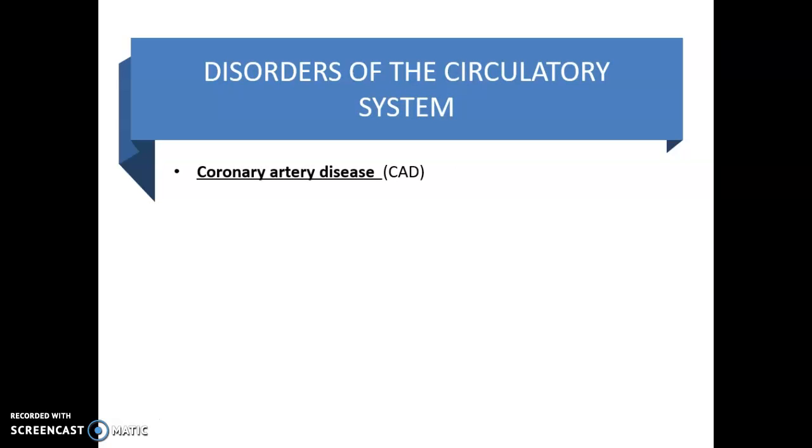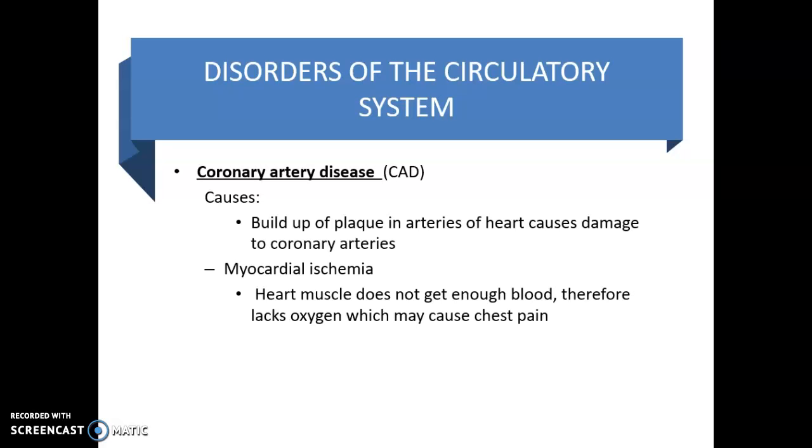Another disorder of the circulatory system is coronary artery disease. Causes: there's a buildup of plaque in the arteries of the heart, causes damage to the coronary arteries. Like I mentioned before, your coronary arteries are the arteries that lay on the outside of the heart. Myocardial ischemia is when heart muscle does not get enough blood and therefore lacks oxygen, which can cause chest pain. The medical term for chest pain is angina pectoris, chest pain, pressure, or discomfort due to coronary artery disease.